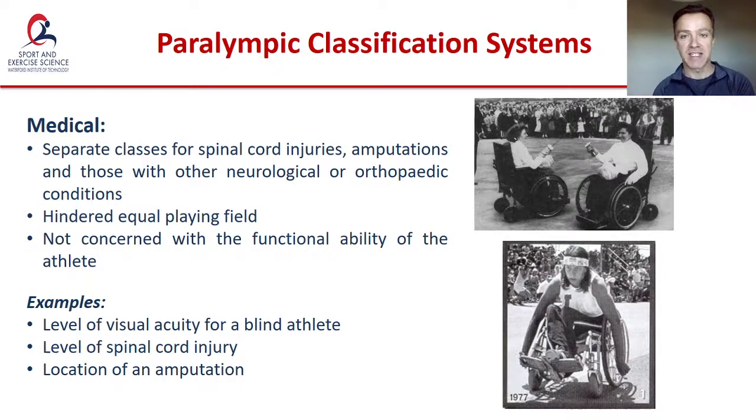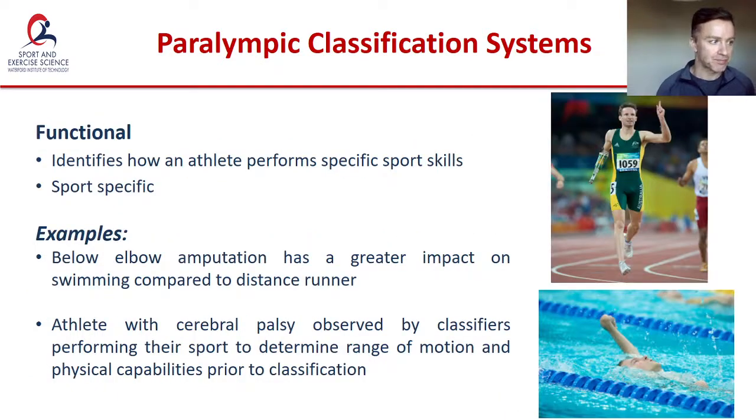So therefore, this original medically classified definition, by are you an amputee or are you not an amputee, went some way to start the process, but it is not particularly a suitable process, and it hindered the playing field for many athletes because their functional ability wasn't taken into account. So examples of medical classifications are how much vision an athlete with a visual disability has, the level of a spinal cord injury, or the location of an amputation.